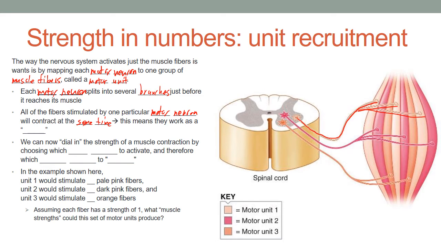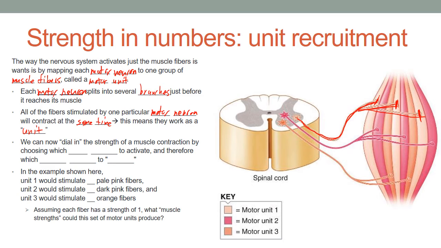So if I stimulate motor neuron number 1 here, my signal travels all the way down to the end of motor neuron 1, and it stimulates this fiber and this fiber and this fiber all at the same time. That means that those muscle fibers will always contract as a unit. They will always contract together at the same time. Since they're one unit and they come from one motor neuron, we call that a motor unit.